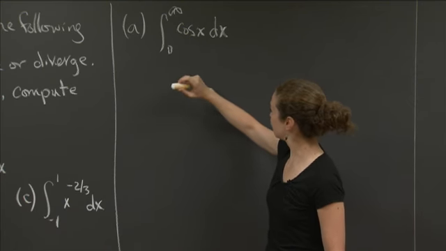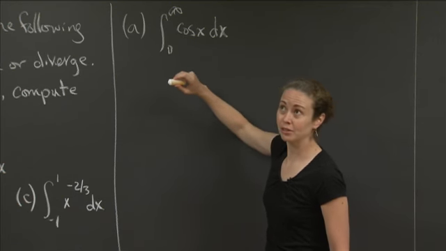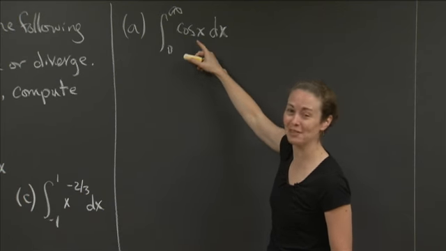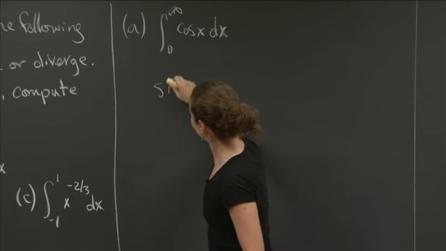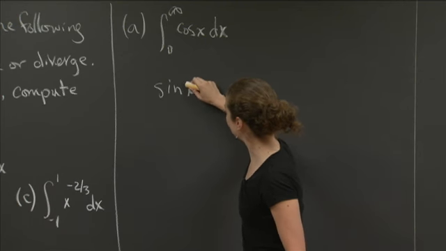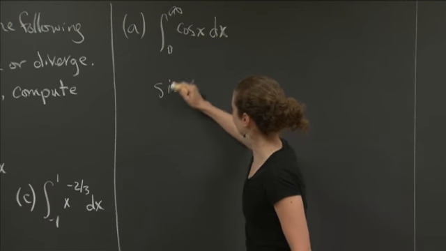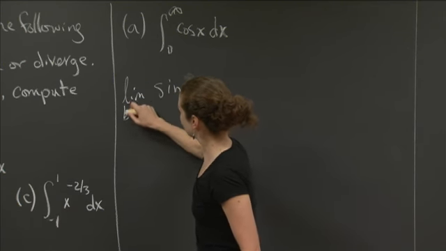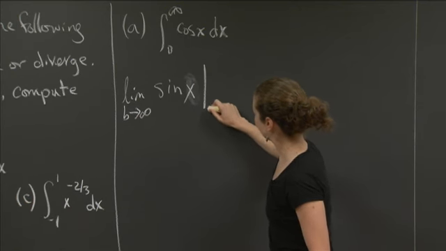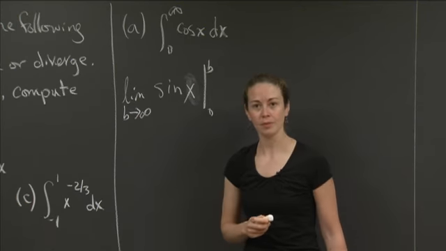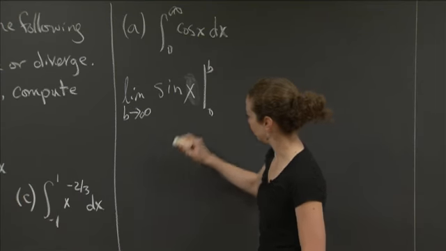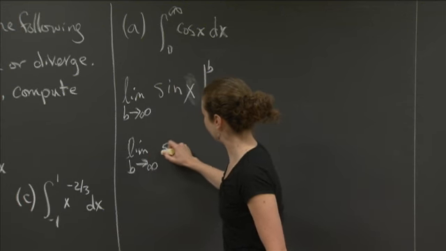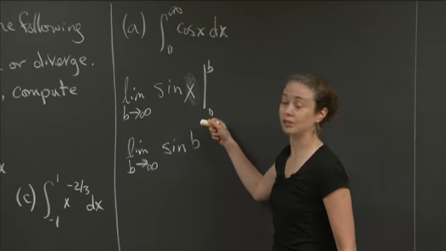So if we take this integral, we know the antiderivative of cosine is negative. No, it's just sine. Sorry, it's just sine x, right? The derivative of sine is cosine. So we get sine x, and what we're supposed to do is take the limit as b goes to infinity of sine x evaluated from 0 to b. Right, and so this is pretty straightforward. Again, now it's the limit as b goes to infinity of sine b, because sine of 0 is 0.